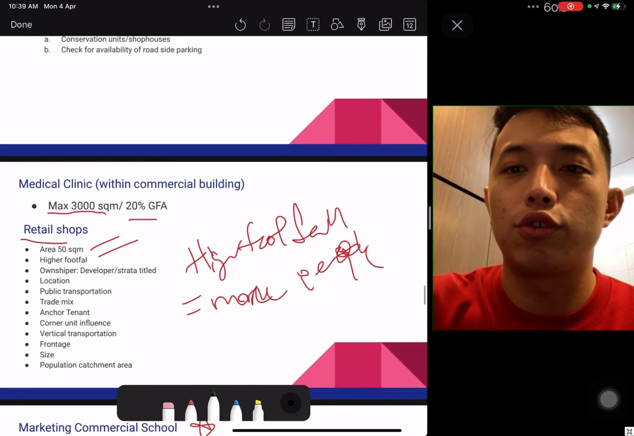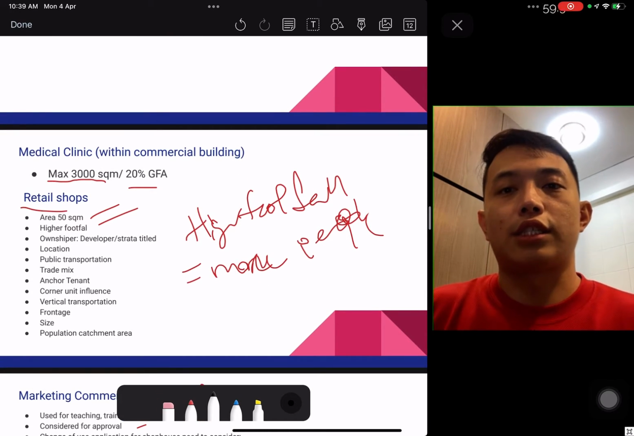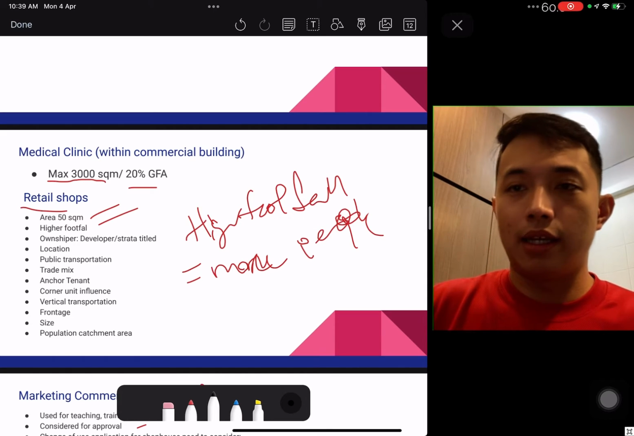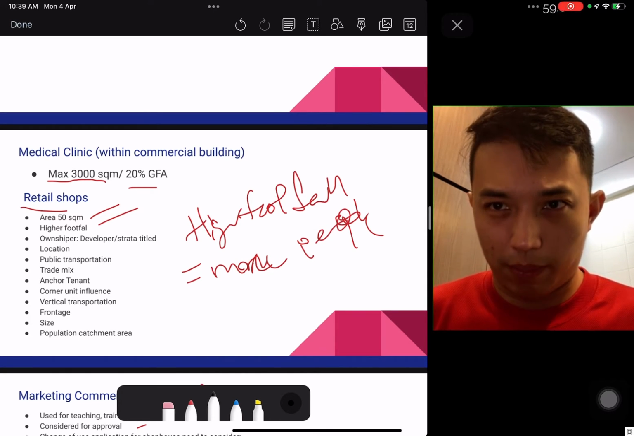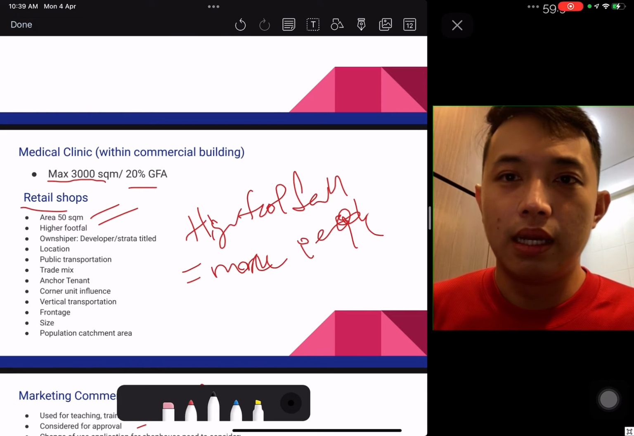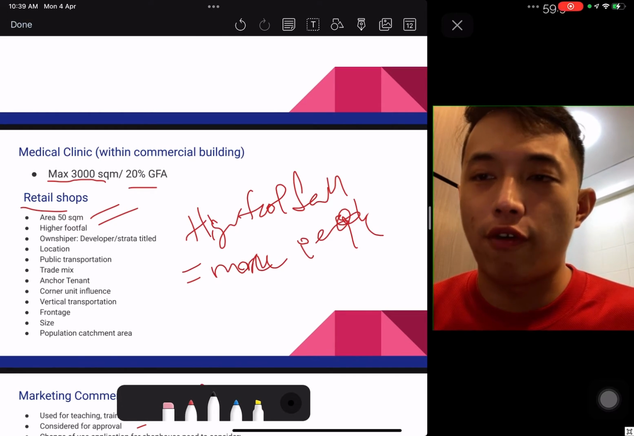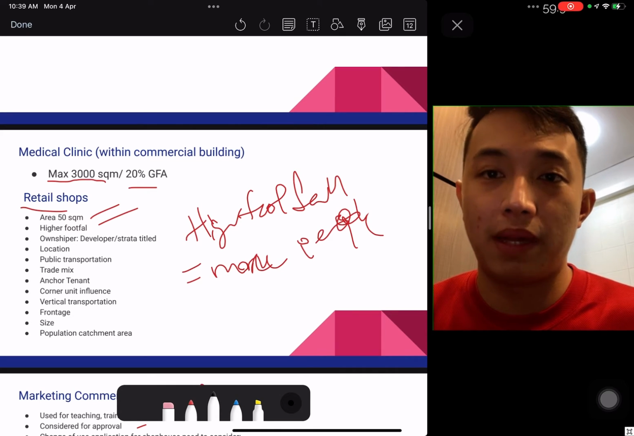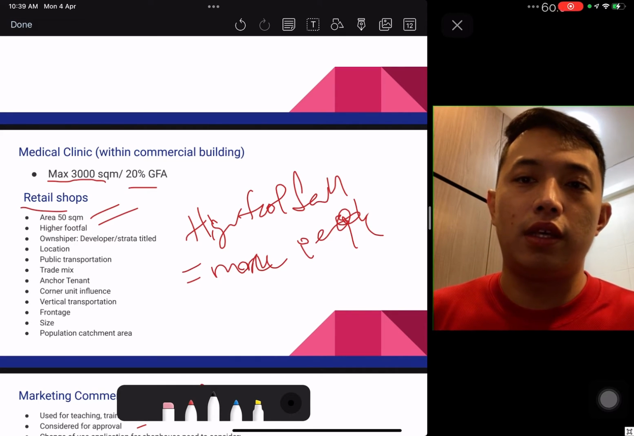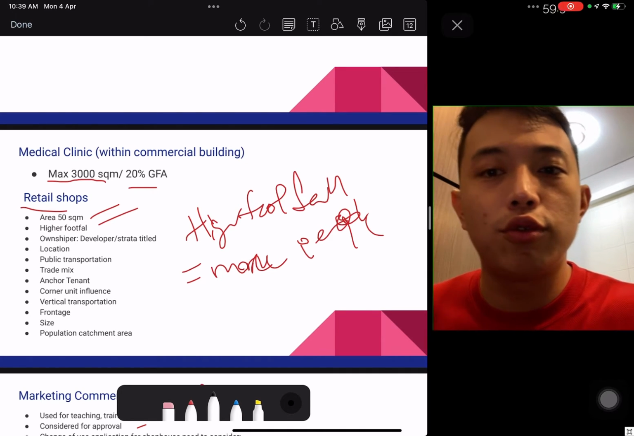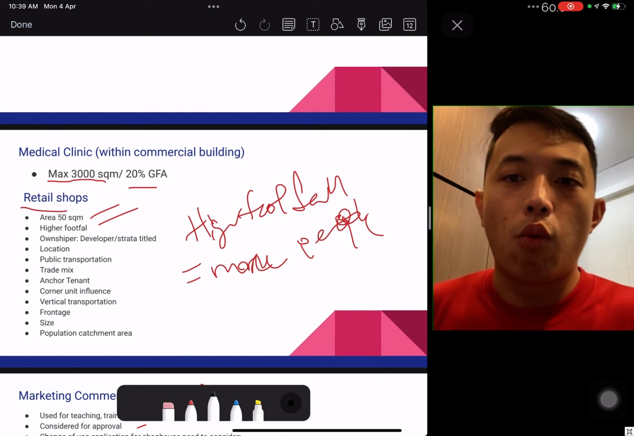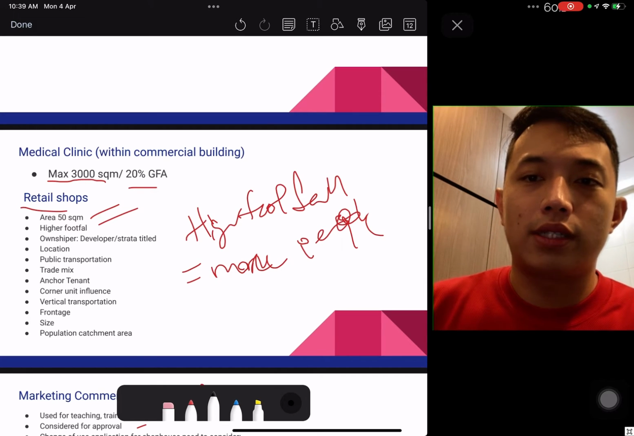Read it yourself. I will go through a few of them that are more important, such as a medical center in a commercial building up to 3,000 square meters or 20% of GFA. Retail shops need higher footfall, which means more people visiting the place. Minimum space of 50 square meters. Do take note for retail shop. Take note of the corner units' influence. What is a trade mix, and what is an anchor tenant?